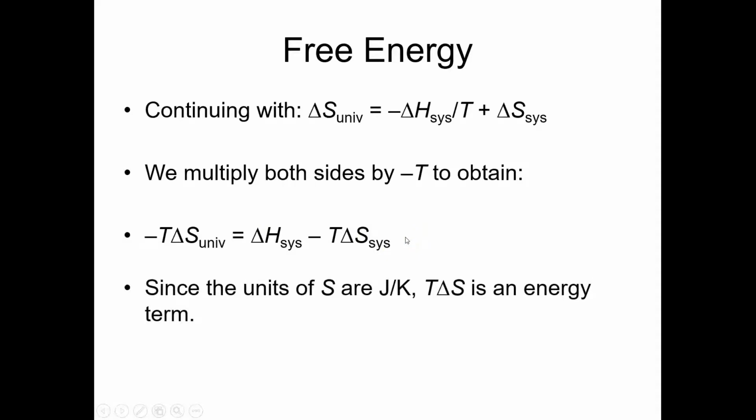And so now I've got everything here actually in terms of energy, because since the units of entropy are joules per Kelvin, and if I have T delta S, I am multiplying entropy by temperature. So joules per Kelvin multiplied by kelvins is going to give me joules. And so T delta S is an energy term. So this negative T delta S of the universe is an energy term, and the negative T delta S of the system is an energy term.